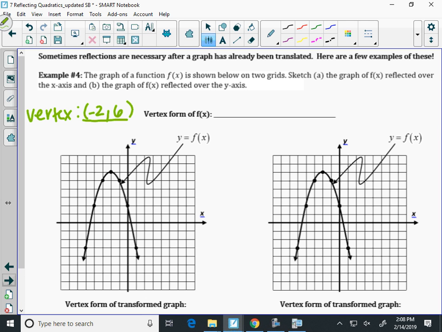So we write this in vertex form. We have y equals, right? X is on the inside. The x value of our vertex is negative 2. So when we write it inside the parentheses, it's going to become positive 2. Good. We have a positive 6 on the outside, so it's going to become plus 6. Good. It stays the same. Which way is our graph opening?